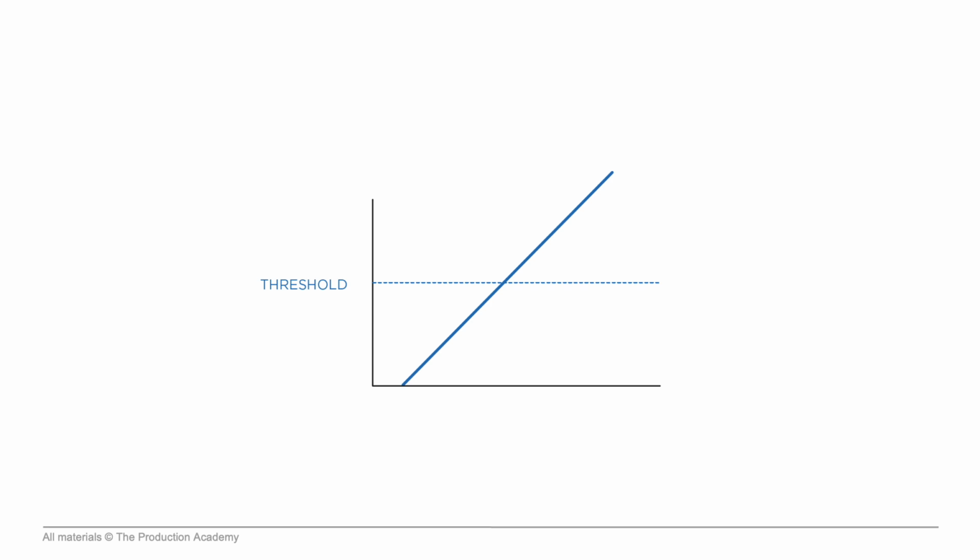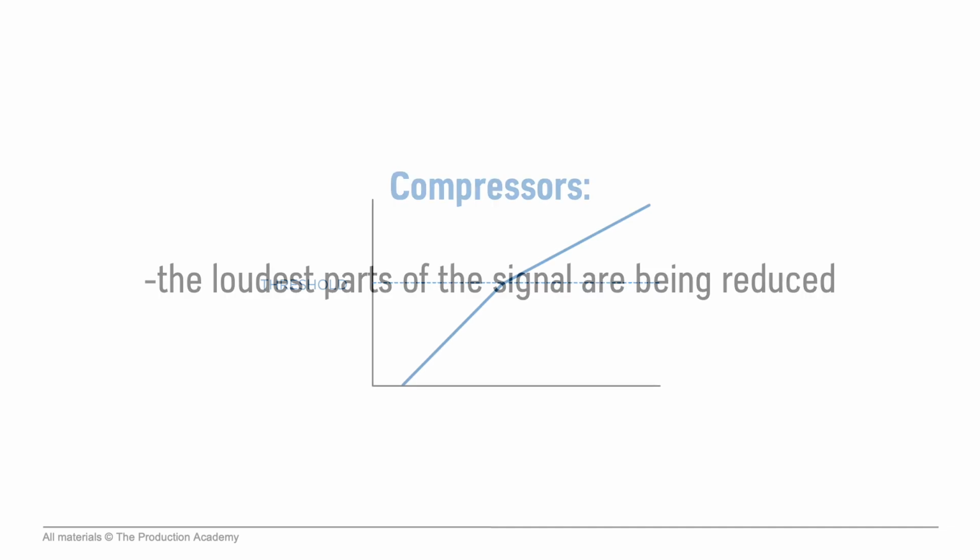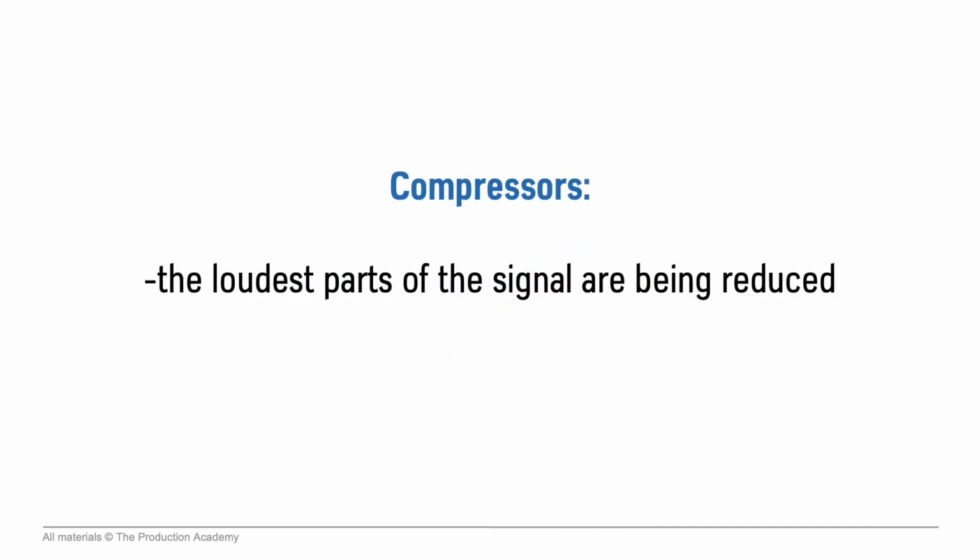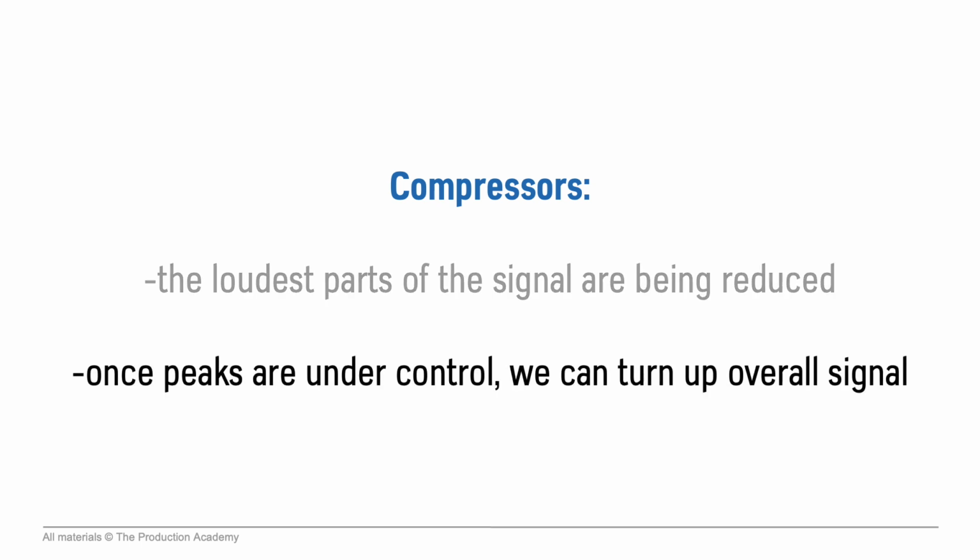Now, just like gates, compressors have a threshold setting, but they reduce the signal when it goes above the threshold, providing a kind of automatic level control. And since the loudest parts of the signal are being reduced, once the peaks are under control, we can then turn up the overall signal, which can really help an instrument stand out in a mix.